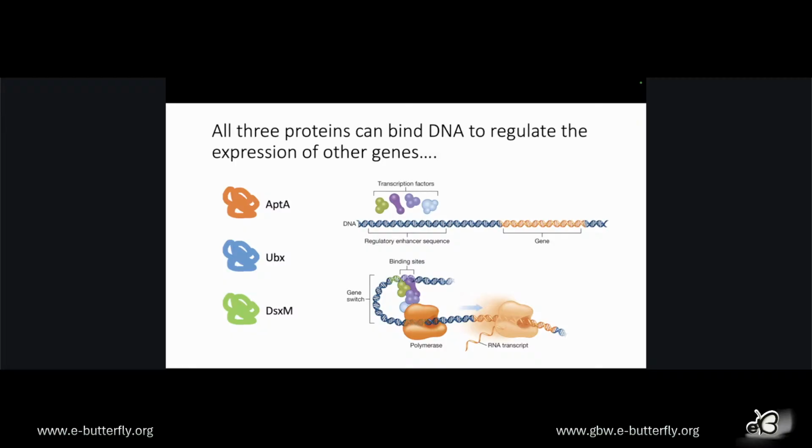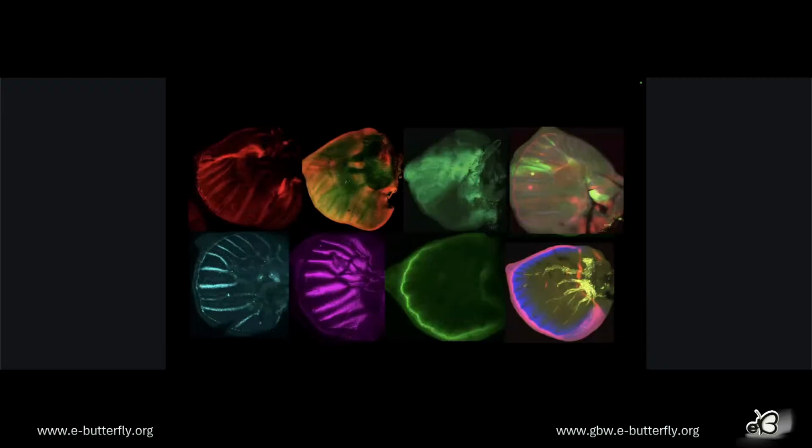And so they are regulatory proteins. They can affect the expression of many, many downstream genes as long as these downstream genes have evolved binding sites for them. And so it's through the evolution of these binding sites that these proteins can become regulators of a variety of different genes in the genome to regulate patterns differently.